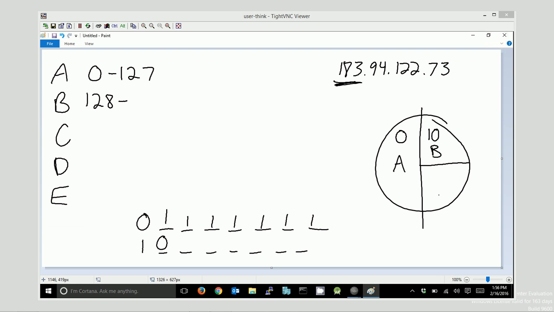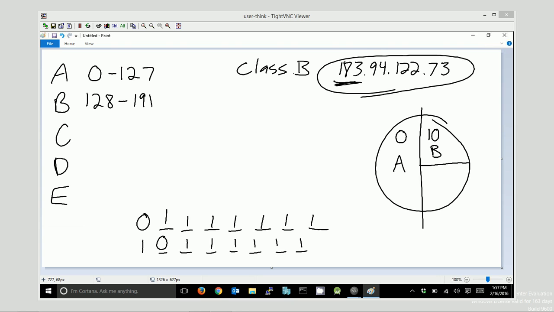So the smallest number we can come up with here is 128, 1 and all zeros. But if we had a number that's 10, 1, 1, 1, 1, 1, 1, that number is actually 191, which is the range of the Class B. And if you're paying attention, you might notice that 183 happens to fit between 128 and 191. So this is actually a Class B address. But let's keep going for a minute.